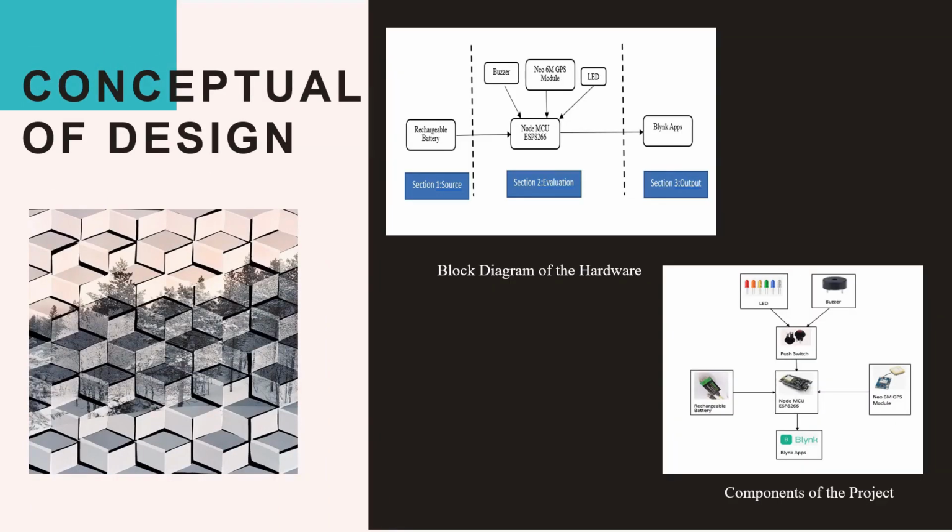Next is the conceptual design. In this part, there are two pictures. First, the block diagram of the hardware and the components of the project. The block diagram is divided into three sections. Section 1 is source, section 2 is evaluation, and section 3 is output. For the source, we use a rechargeable battery. For the evaluation part, it is connected with the NodeMCU ESP8266, buzzer, Neo GPS, and LED. And lastly, the output will display in the Blynk app.